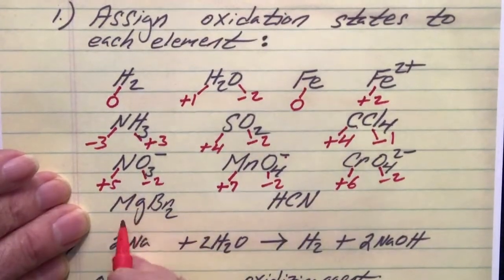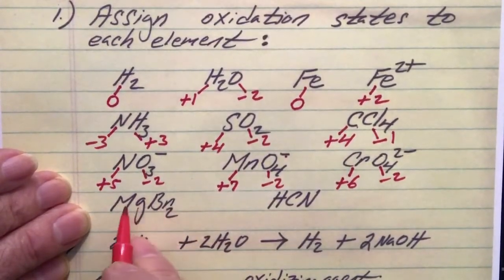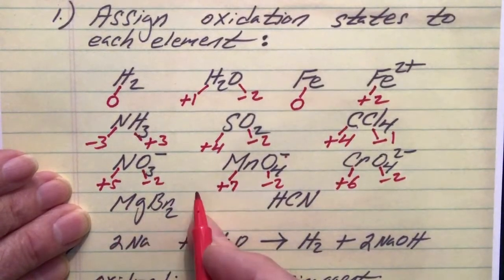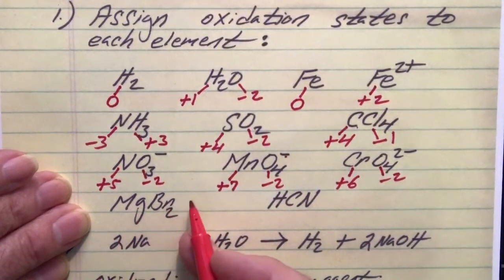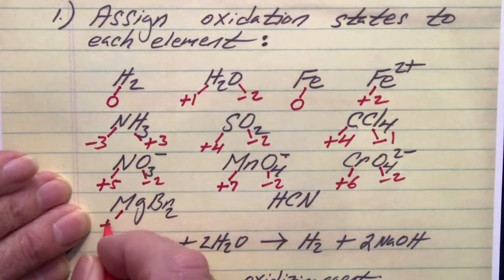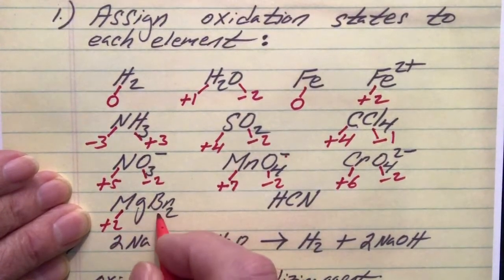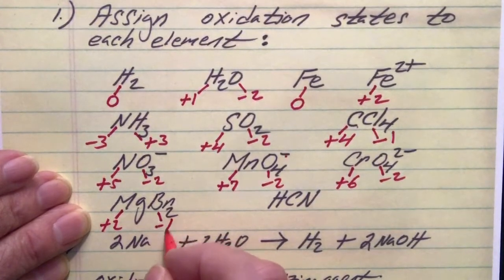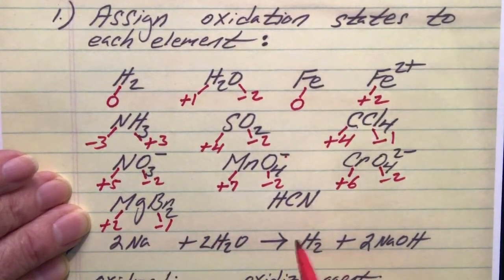Okay, magnesium bromide, well, these are really quite easy because this is an ionic compound. And so all you need to ask yourself is, what are the charges on the ions? Magnesium is positive 2, and bromide is a negative 1. You knew that from last year, first year chemistry.